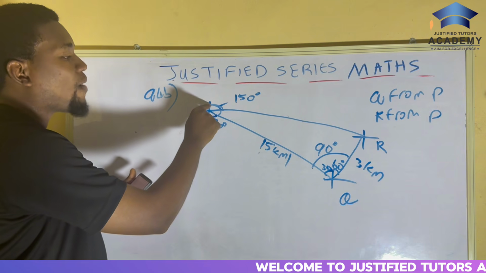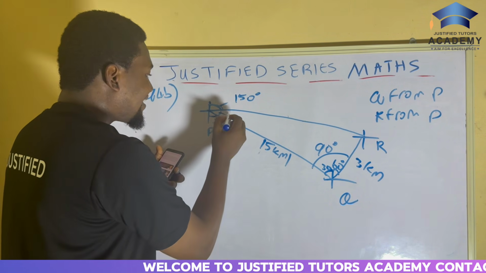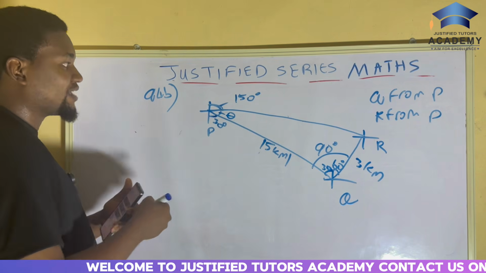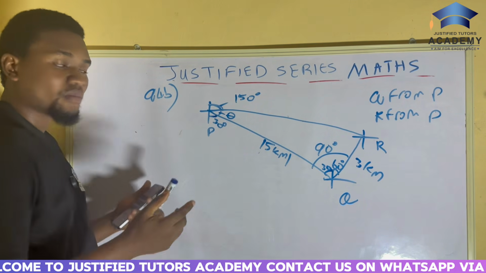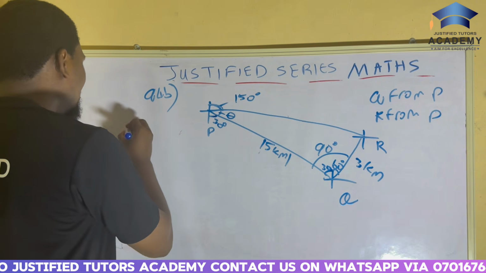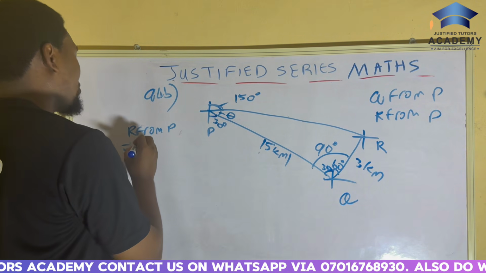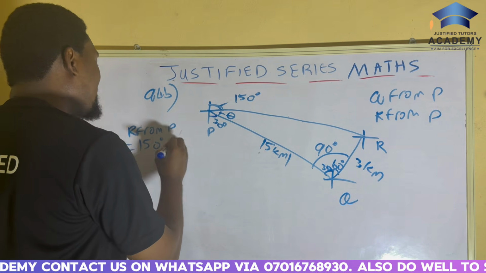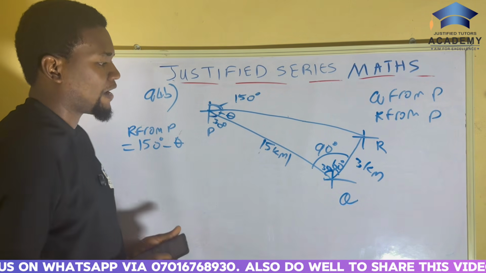Now, to find our bearing of R from P, we will need the angle inside here, which is theta. When we get that angle, we will subtract it from what? From 150. Are you getting me? So the formula is like this: R from P is equal to 150 degrees minus theta. But now the question is, how can we find theta?